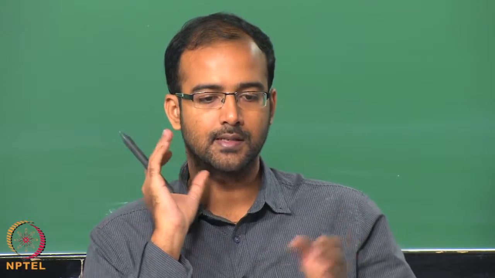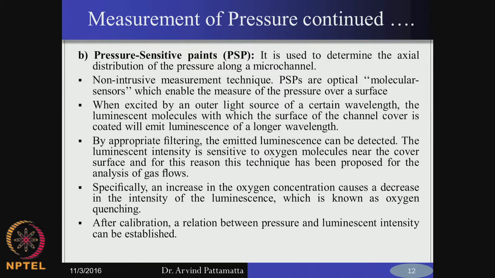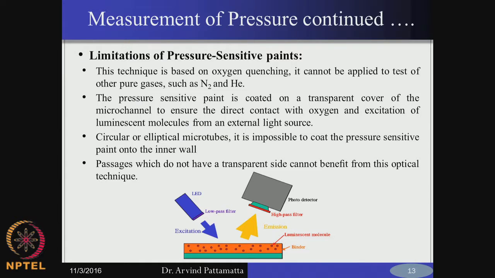The existing pressure sensitive paints are mostly sensitive to oxygen molecules, and for this reason only gas flows can be used with this method. Specifically, an increase in the oxygen concentration causes a decrease in the intensity of luminescence. Therefore we calibrate it first to derive a calibration curve between the pressure and the intensity of the emission. Once you calibrate, you will be able to get back the pressure. So what are the limitations? This technique is based on oxygen quenching, so it cannot be applied to test other pure gases like nitrogen and helium.